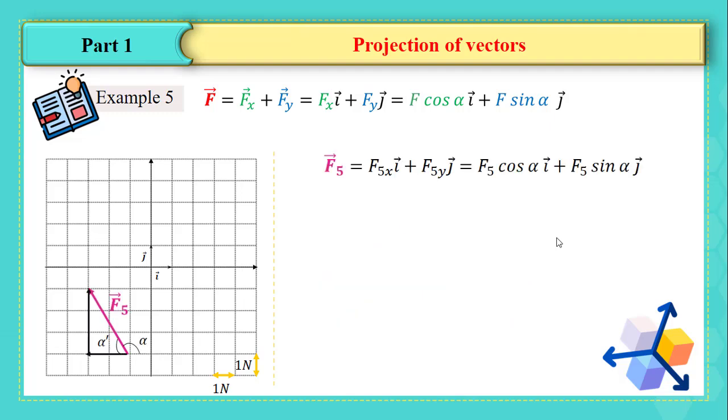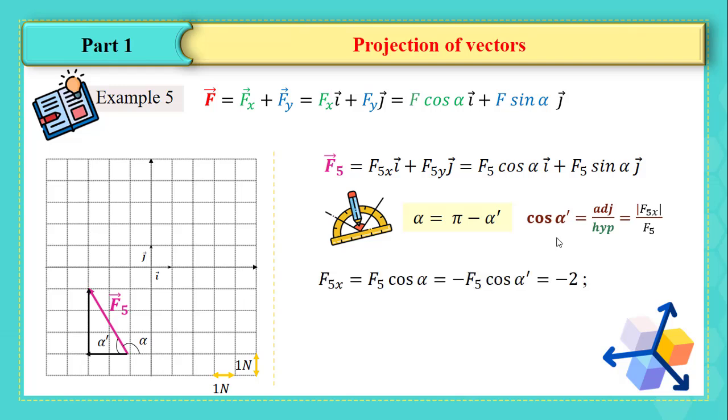In example number 5, alpha is equal to pi minus alpha prime. In this case, F5x is directed negatively with respect to the x-axis. So, cosine alpha prime is equal to absolute F5x divided by F5. Now to find the algebraic value of F5x, we say that it is equal to minus F5 cosine alpha prime. Why? Because its direction is opposite to the positive direction of the x-axis. That means directly, without thinking of the obtuse angle, we take the acute angle respecting the sign of the projection. Therefore, F5 is equal to minus 2i plus 3j.